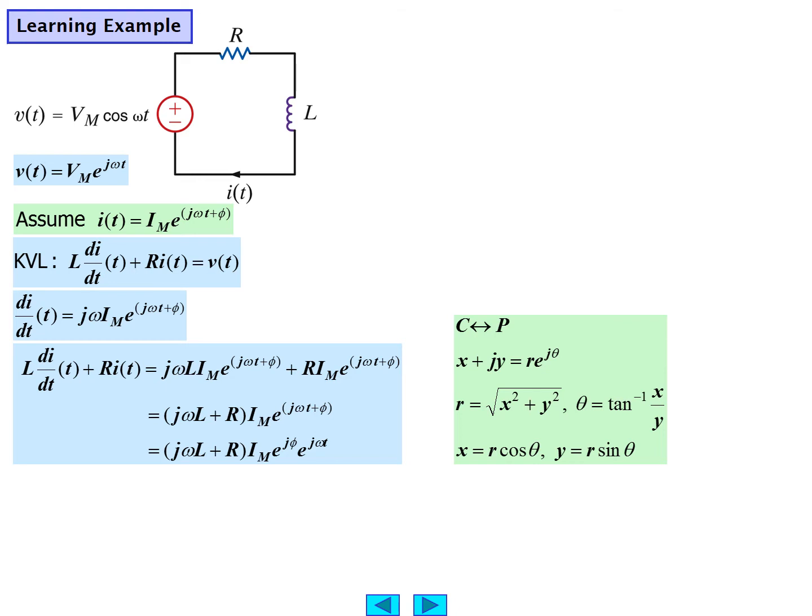We get j omega L I sub m e to the j omega t plus phi plus R I sub m e to the j omega t plus phi. Algebraically rearranging terms, quantity j omega L plus R times I sub m times e to the j omega t plus phi. And of course, we can then separate the exponentials. We'll get quantity j omega L plus R times I sub m e to the j phi e to the j omega t.